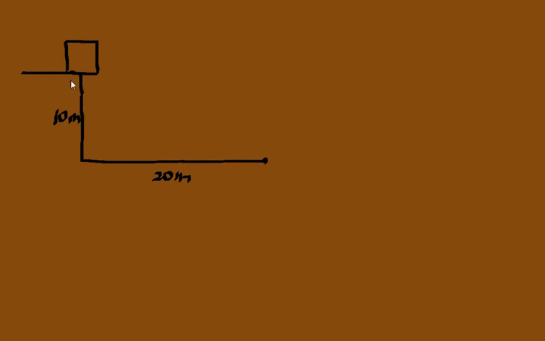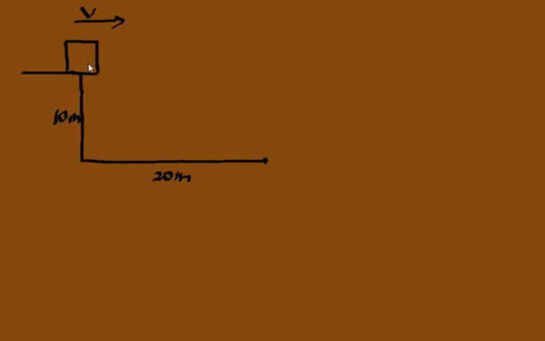Here, the height of a table is 10 meters. Of course, a table is not going to be 10 meters high, but let's just say 10 meters because it's easier to calculate. The box is pushed off the table with a certain velocity, and it falls on the ground 20 meters away from the table. So what is the initial velocity of the box?